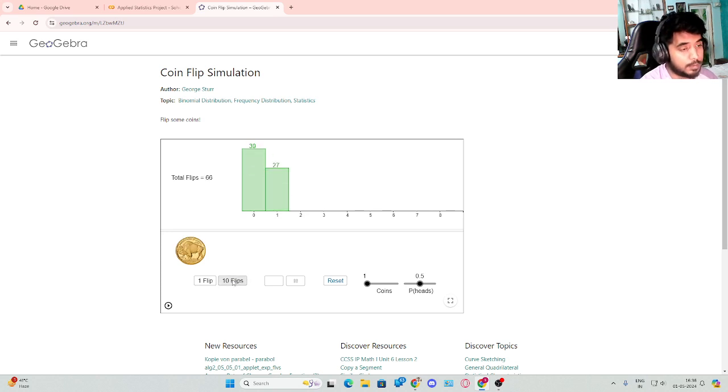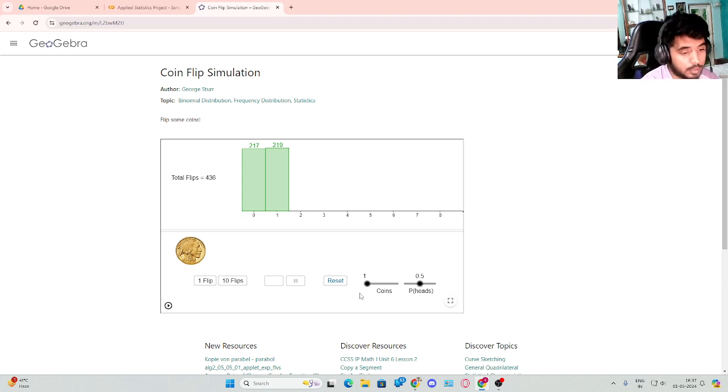So if we keep on increasing them, we can see that the number of zeros and ones, which means the number of heads and tails, are going to be almost equal, which means that if we sum these two and divide by 2, the number of zeros and the number of ones, we will get the theoretical mean, which is 0.5.